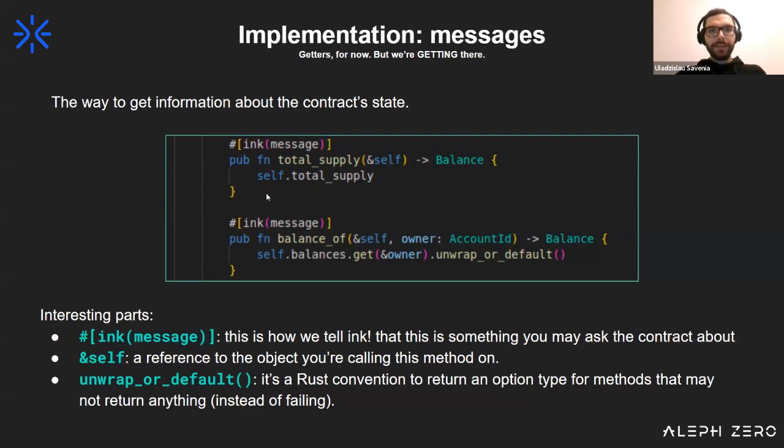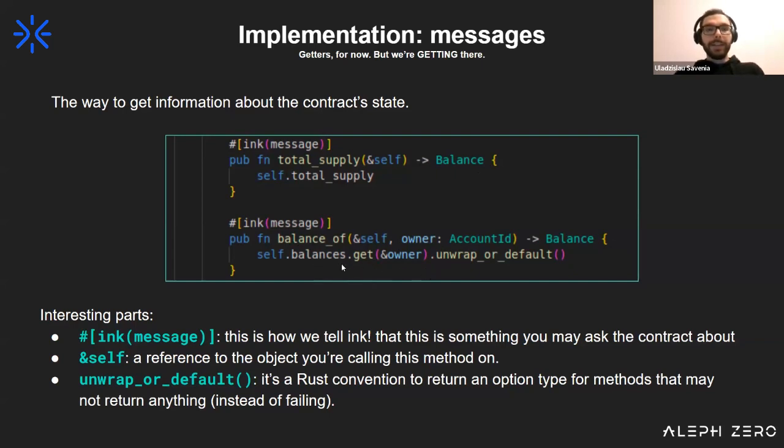And you can see that we basically implemented the total supply, which just returns the value of total supply for you. And we've also implemented balance of, which would return the balance of the specific account ID for you.